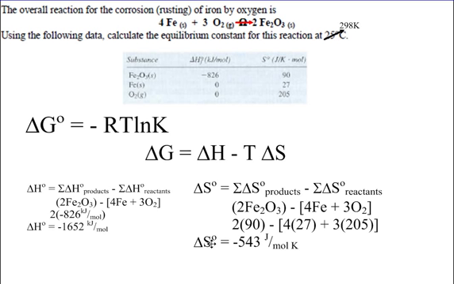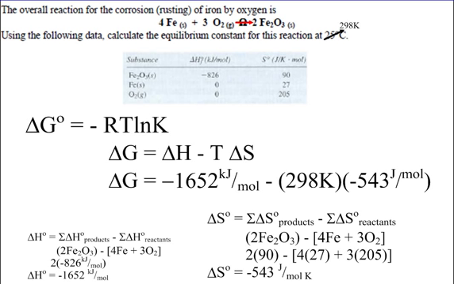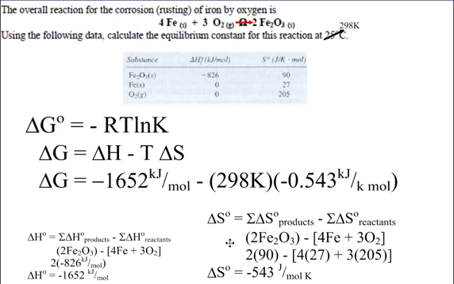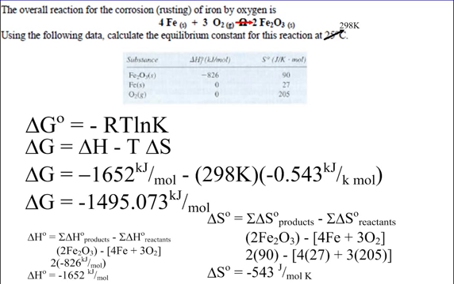All right. We now have delta S. We have delta S and delta H. Let's find delta G. Negative 162 kilojoules per mole minus 298 Kelvin times negative 543 joules per Kelvin mole. Kelvins cancel Kelvins, kilojoules per mole minus joules per... No, can't do that. I've got to switch this. So I'll divide this by 1,000, giving me 0.543 kilojoules per mole. Once I do that, I can find that delta G equals negative 1,495.07 kilojoules per mole.